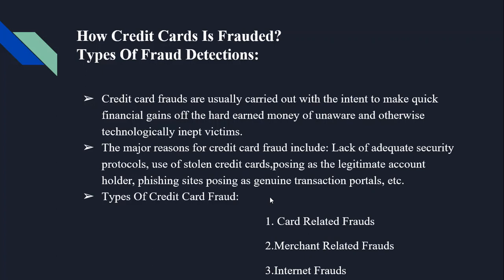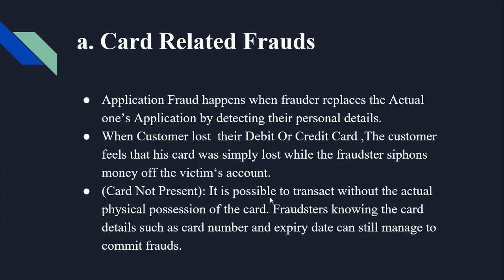And also the types of credit card frauds. The three major types are card related frauds, merchant related frauds, and internet frauds. Firstly, card related frauds. Application fraud happens when the fraudster replaces the actual application by stealing the person's personal details. Like we discussed before, when someone is doing a genuine transaction, it redirects to some other website, which takes all the inputs from the user and then makes the fraudulent transactions using all the input information from the customer.